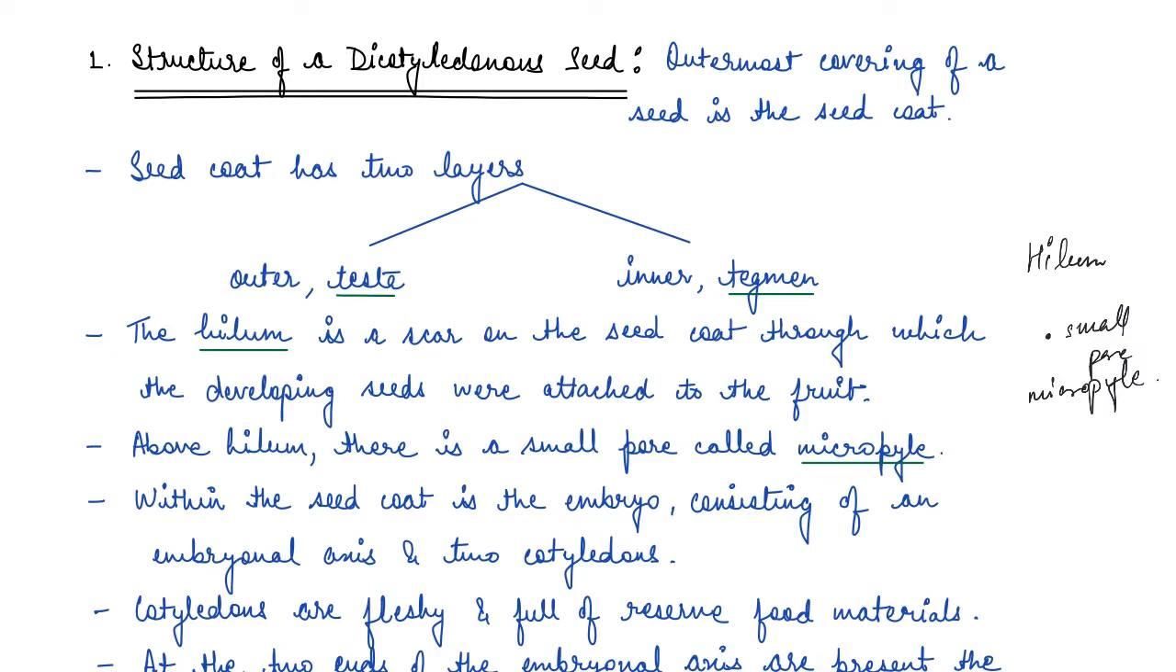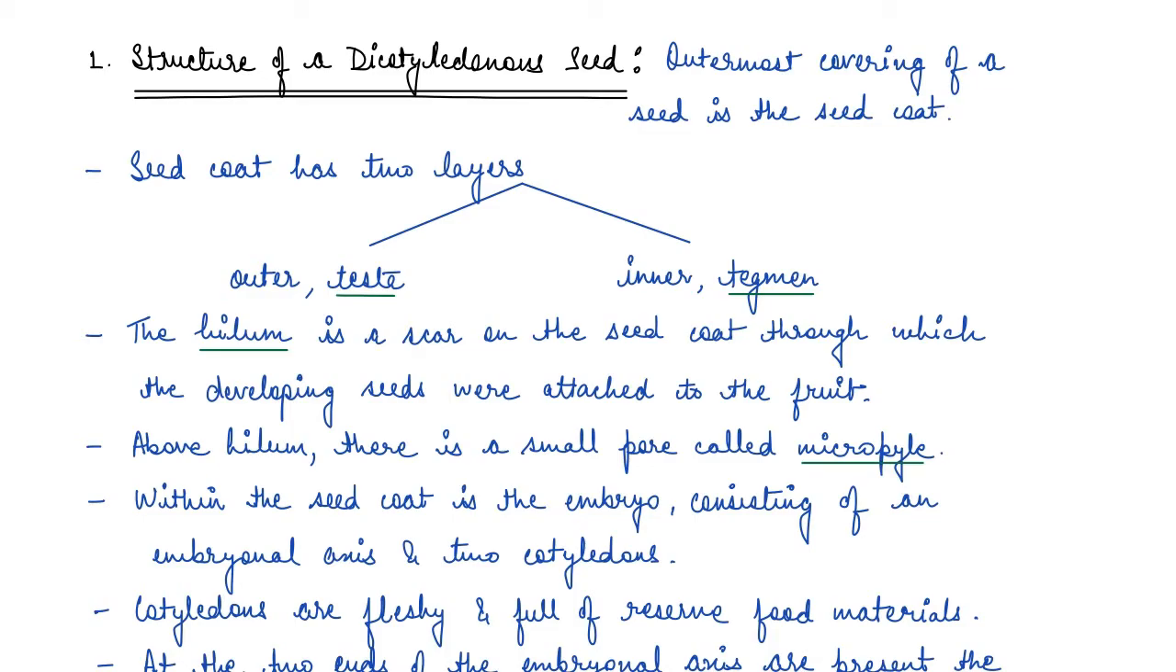So within the seed coat is the embryo, and that consists of the embryonal axis and two cotyledons in case of dicots, right? Now these cotyledons are fleshy. Remember that these cotyledons are fleshy and full of food material, so they basically help in providing nutrition. And then at the two ends of the embryonal axis we have the radicle and the plumule.